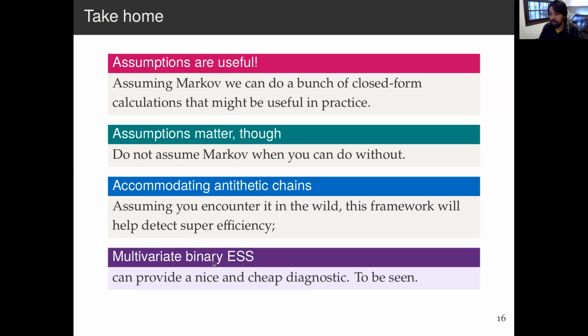And finally, the last idea I discussed is we could potentially compute a multivariate binary ESS that accounted for the correlation between the clades and gave you an overall idea of what's going on.